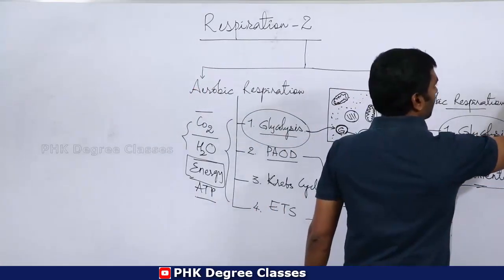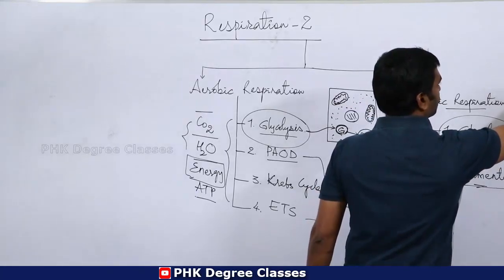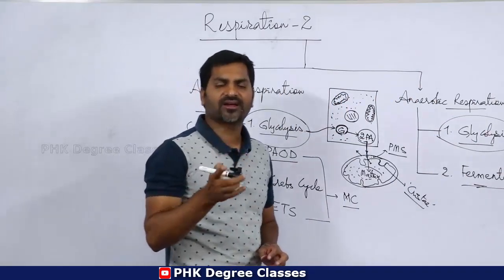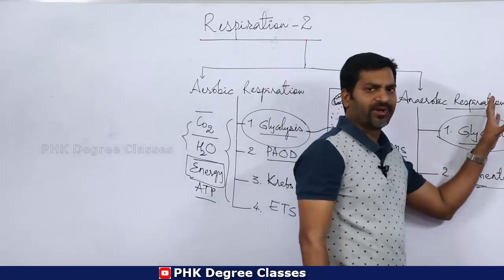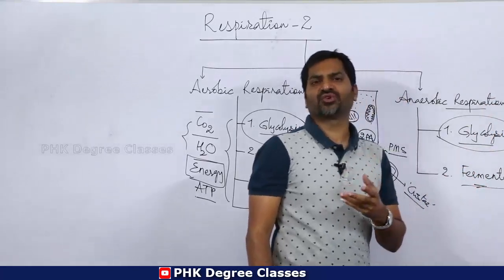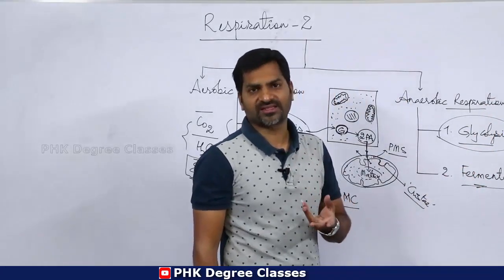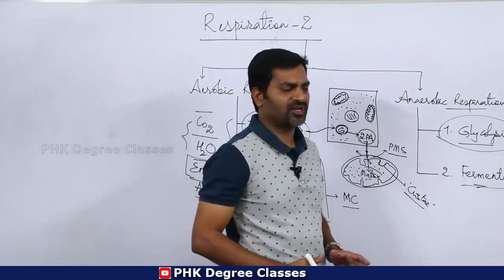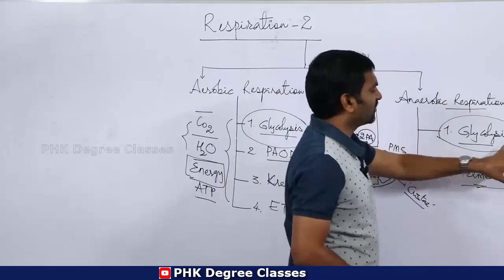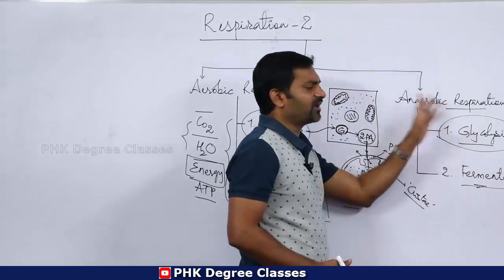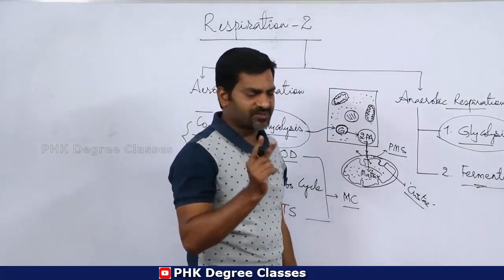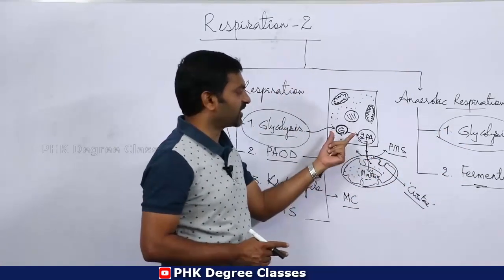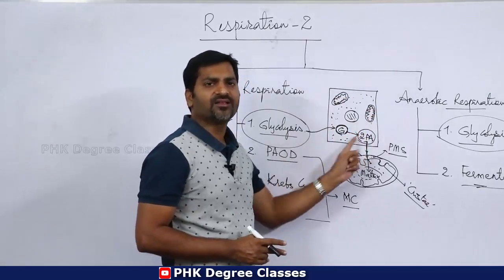Then we have C2H5OH, ethyl alcohol. Ethyl alcohol is another end product of anaerobic respiration. Sometimes we get lactic acid, butyric acids, and different compounds due to anaerobic respiration. Clear? So this is about the picture of anaerobic respiration. Two steps: one is glycolysis and the second one is fermentation. Both steps take place in the cytoplasm of the cell.